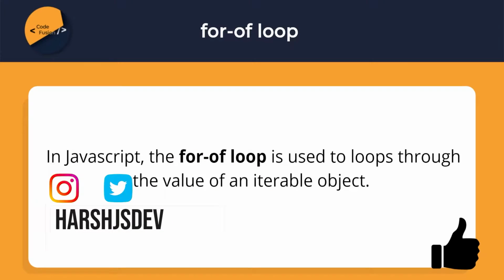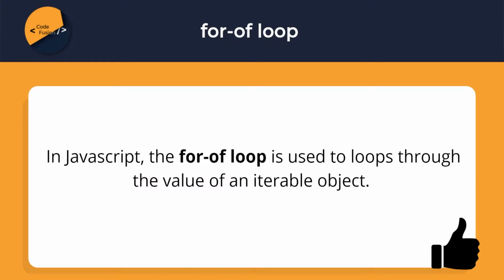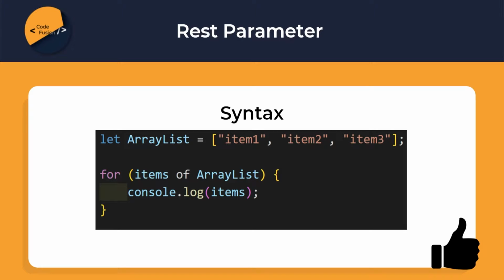So now let's start the video with today's topic. What is the for of loop? Well, the for of loop is another loop in JavaScript which is used to loop through the values of the iterable of an object. To get into detail, let's see the syntax. The syntax is quite simple.